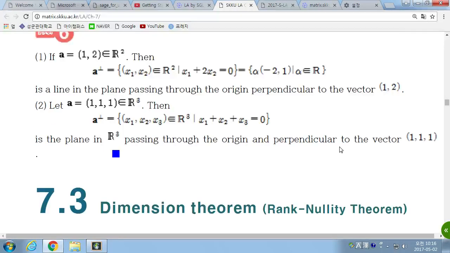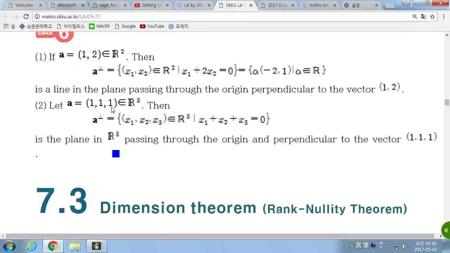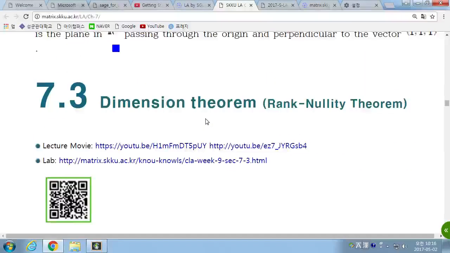Okay. And if R2 we have it, then we have a perp, which is a one-dimensional vector space. In R3, a perp is a subspace of dimension 2. Okay. And 7.3, dimension theorems, rank nullity theorem. Any questions on 7.1 and 2 so far?